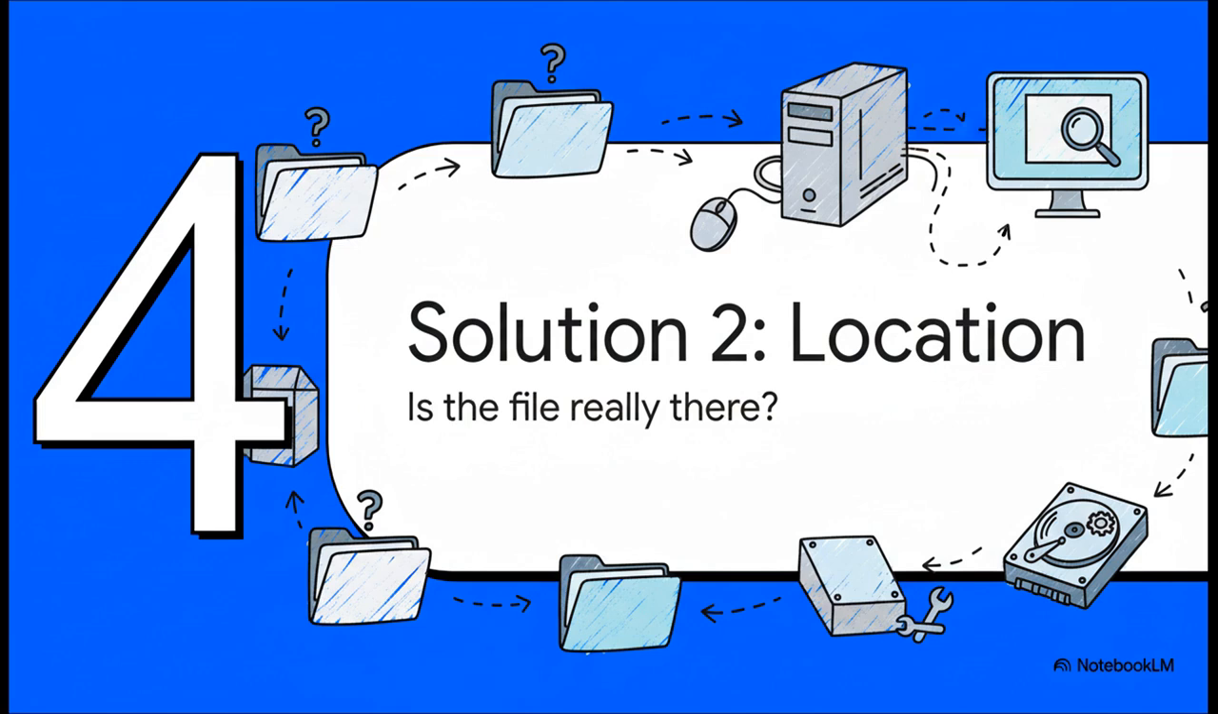Okay, so let's say you checked your permissions and everything looked fine. What's next? Well, our second suspect is the file's location. And I know this sounds super basic, but you would be shocked how often the issue is just that the file isn't where your computer thinks it is.